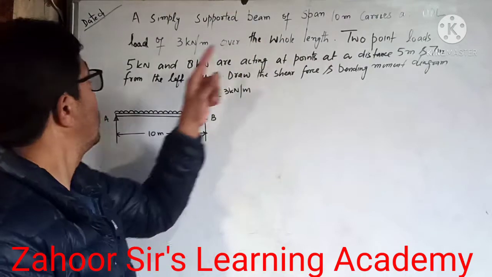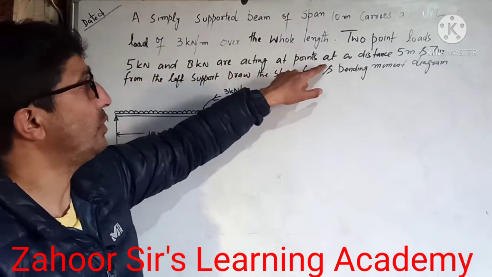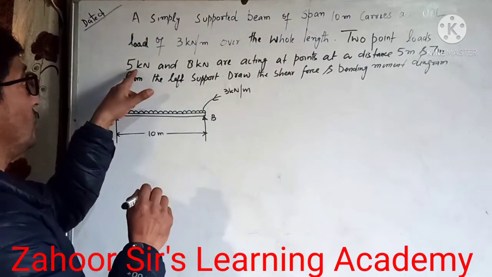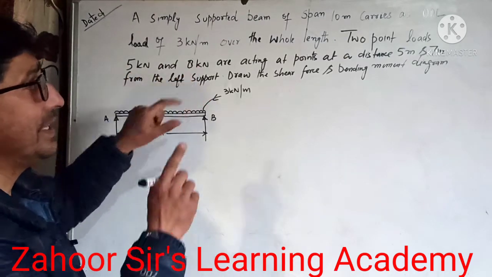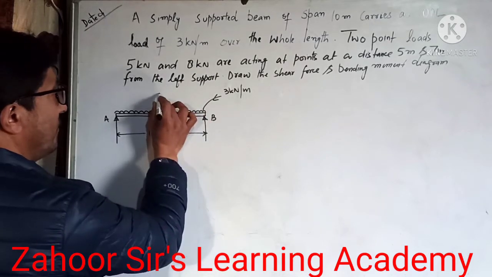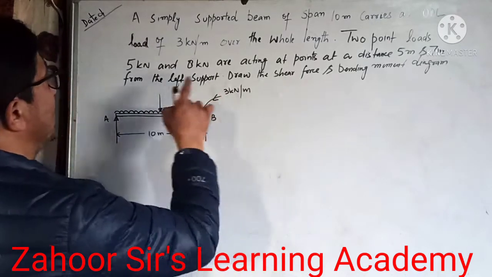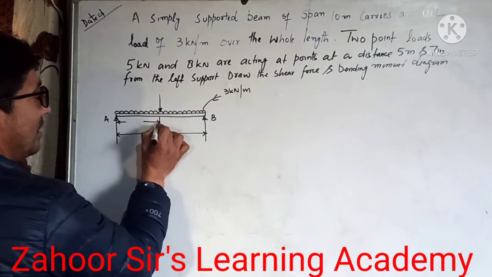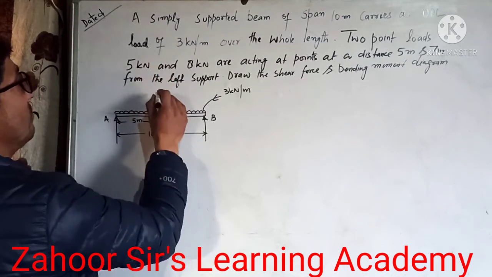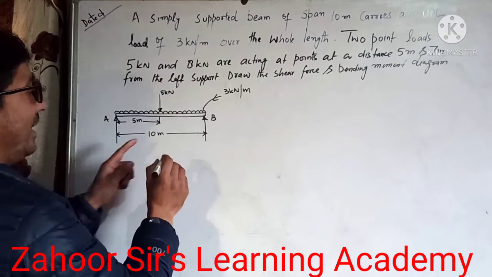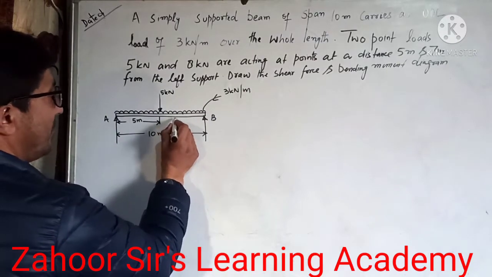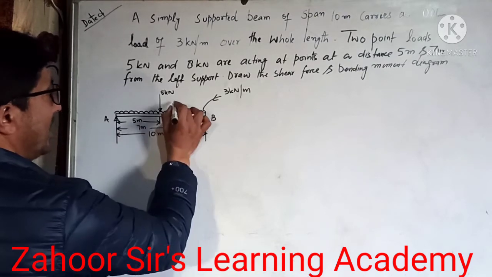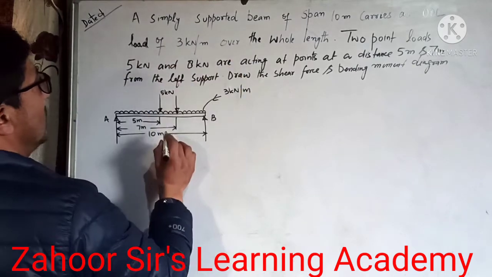Two point loads, 5 kilonewton and 8 kilonewton, are acting at a distance of 5 meter and 7 meter from the left end support. So there are 2 point loads whose magnitudes are 5 kilonewton and 8 kilonewton. They are acting at 5 meters, that means half of the span, and 7 meters from the left end support. From this point to this point the distance is 5 meters, and the magnitude of this load is 5 kilonewton. There is one more load at 7 meters from the left support. From this point to this point the distance is 7 meters, and here the magnitude of the load is 8 kilonewton.